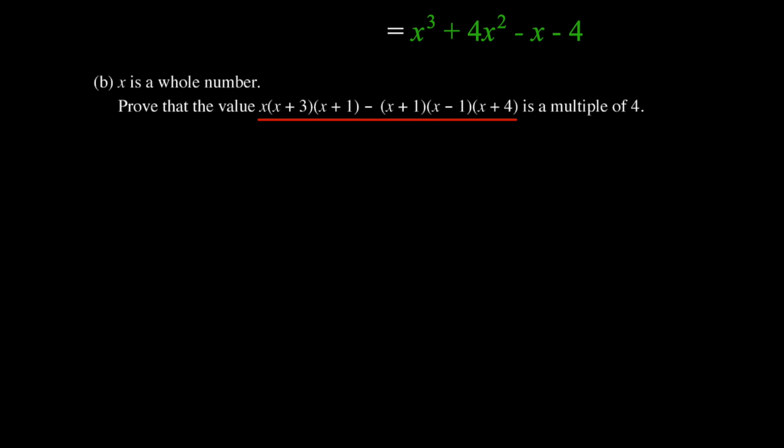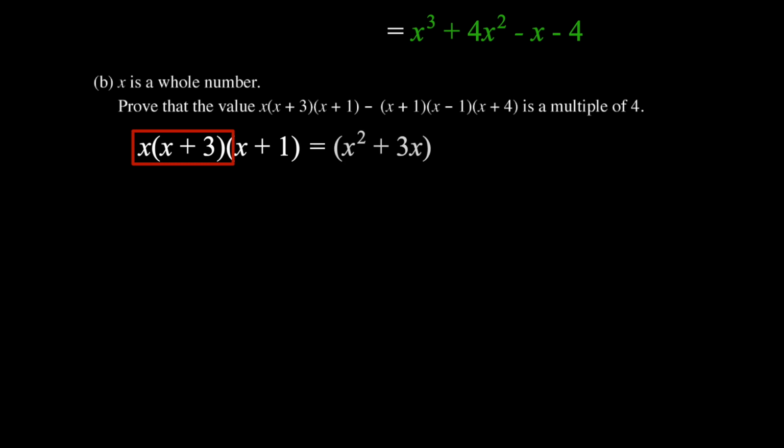So what we need to do is to expand this expression completely, and then once it's expanded, we need to end up with 4 multiplied by something. So let's focus on x(x + 3)(x + 1), and let's expand that out. Beginning with x multiplied by (x + 3), well, that simplifies to x squared + 3x. We now need to multiply this with (x + 1).